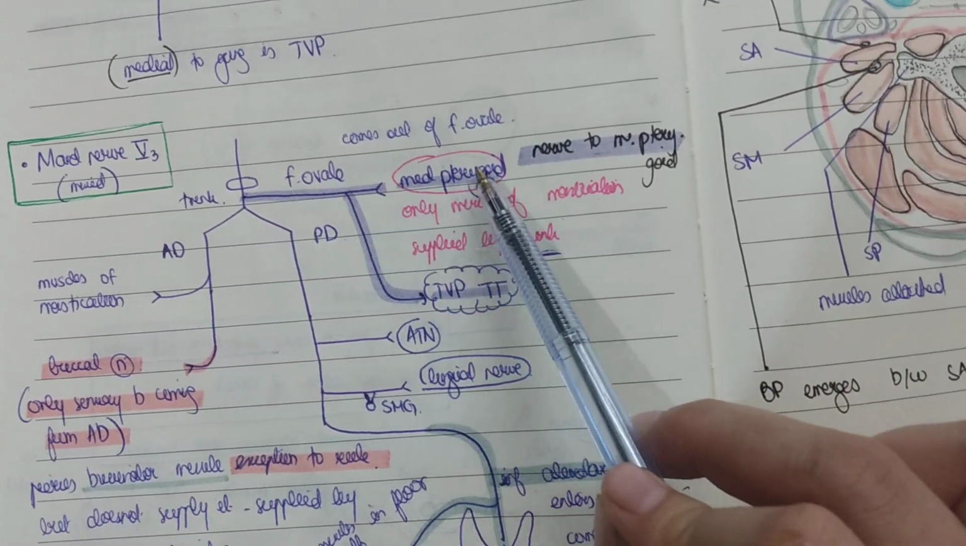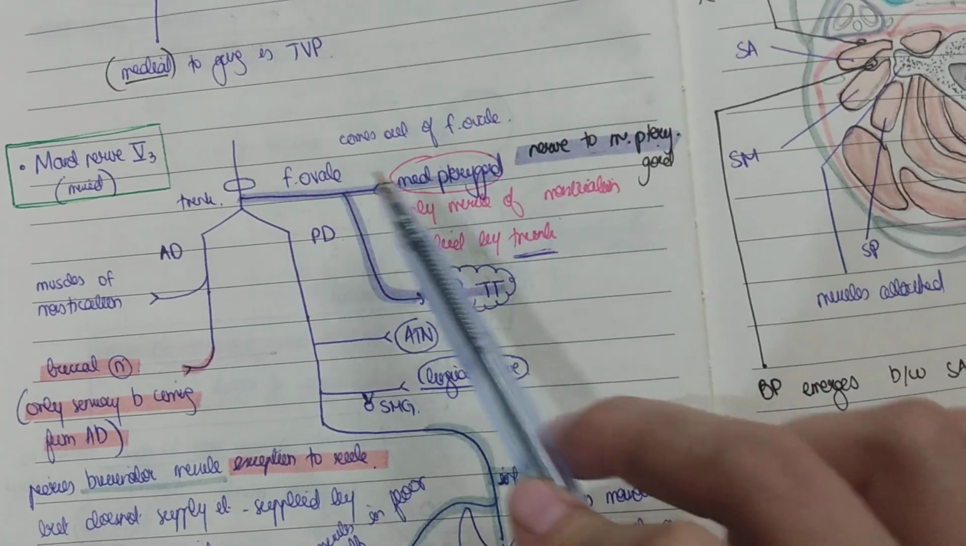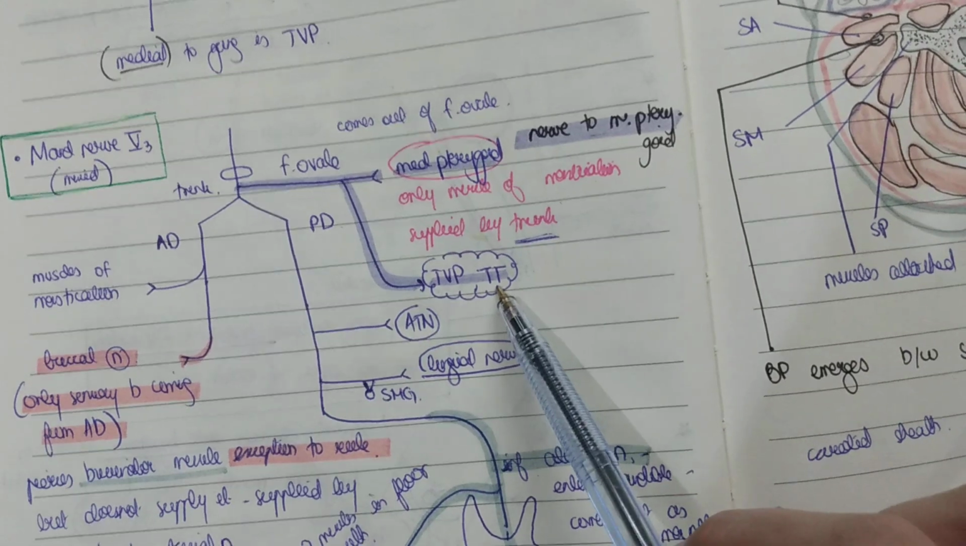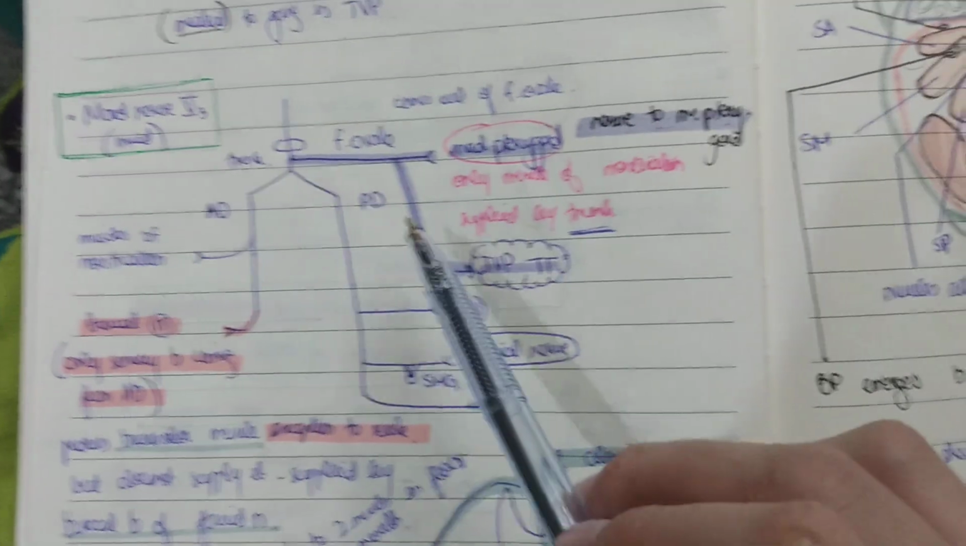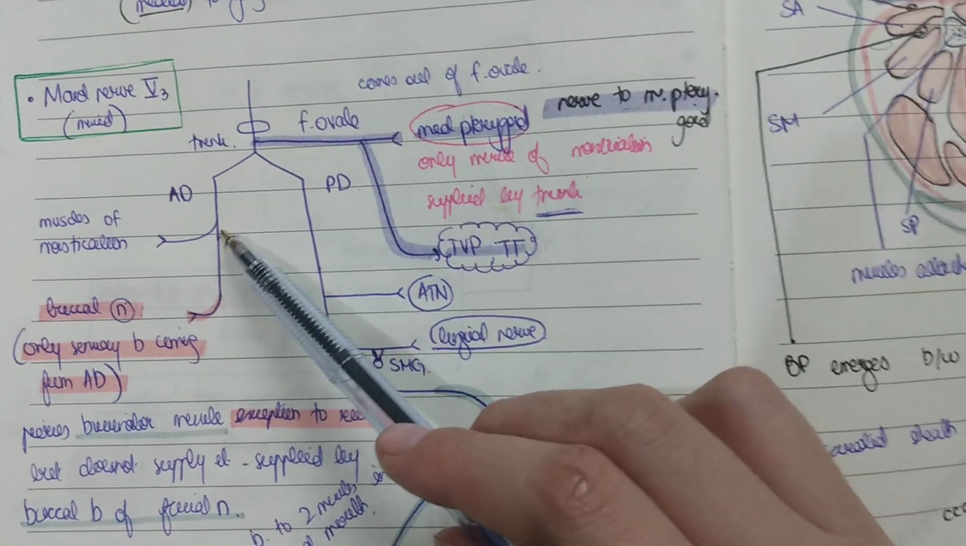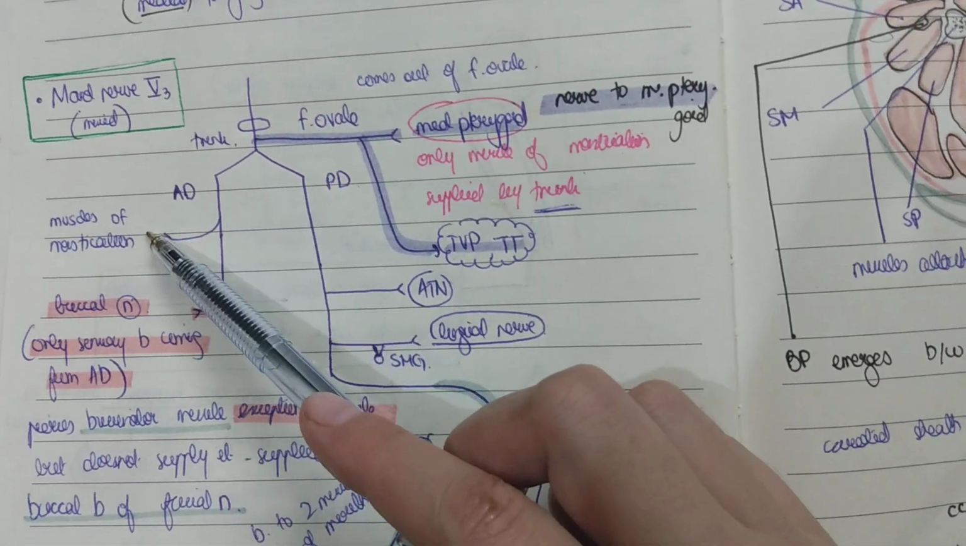And after giving branches to the medial pterygoid, this nerve to medial pterygoid also gives branches to two other muscles, the tensor veli palatini and the tensor tympani muscle. Okay. Now, after giving out this branch, this nerve divides into anterior and posterior division, and the anterior division gives branches to all the muscles of mastication.